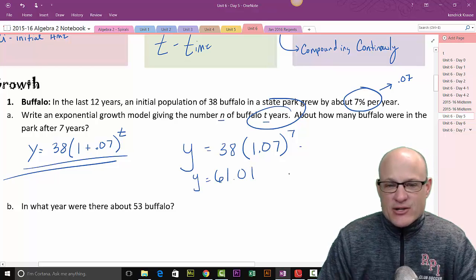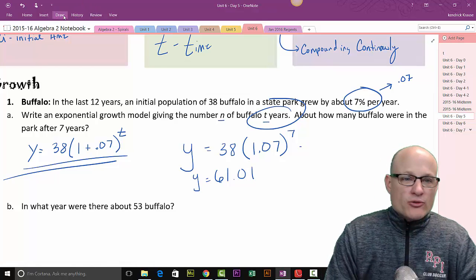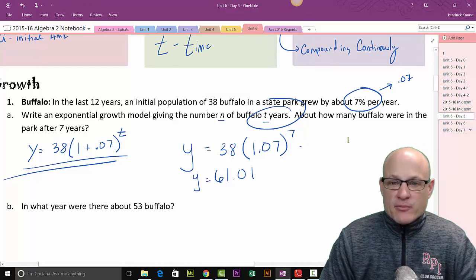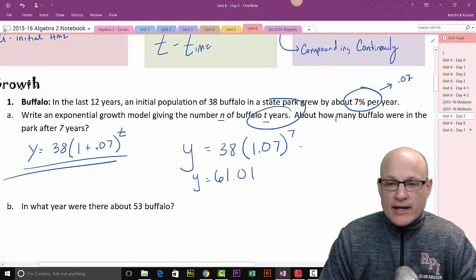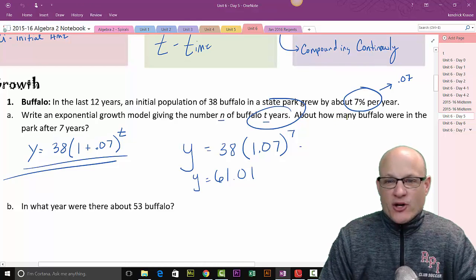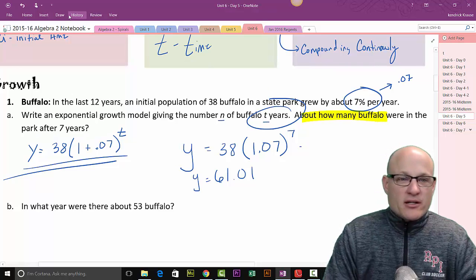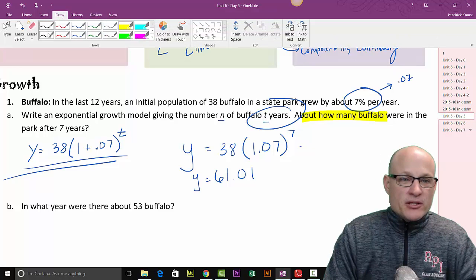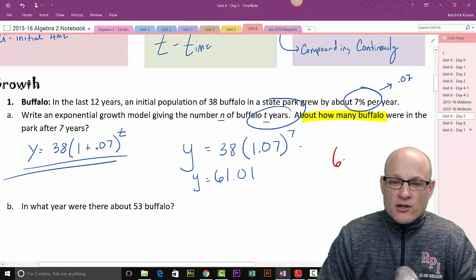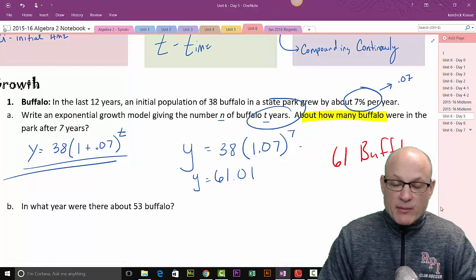Now, you notice they didn't tell you where to round to, correct? So you've got to be a smart guy. So it's how many buffalo were there? Clearly then our answer should be 61 buffalo. You can't have a 0.01 buffalo. Well, you can. It's called a hamburger.